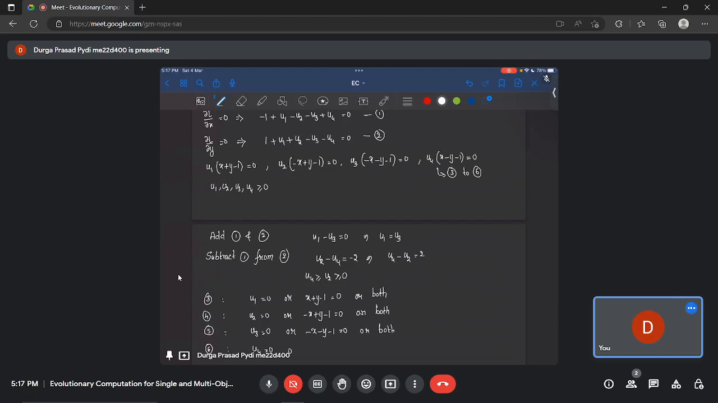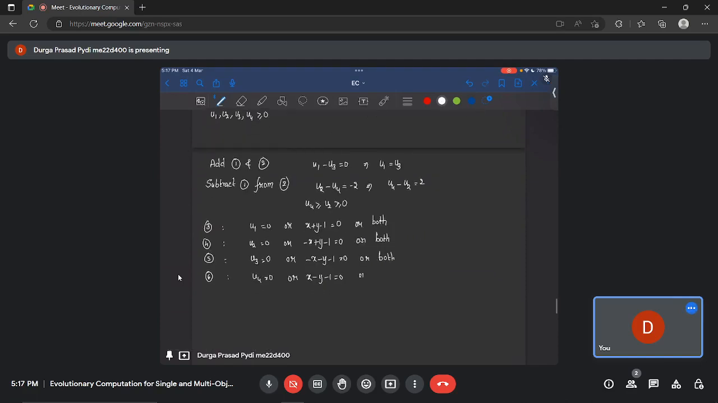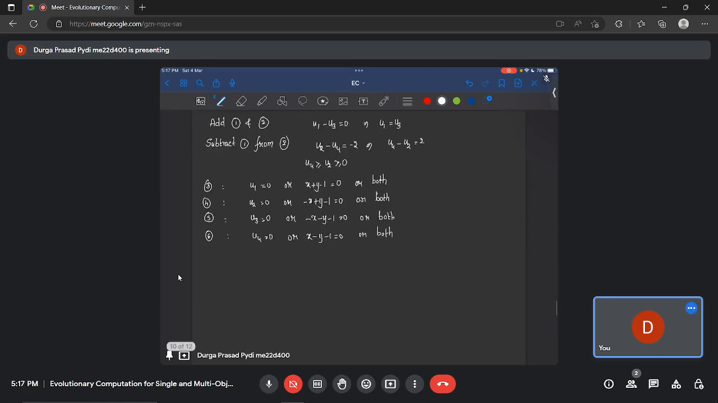u4 equal to 0 or x minus y minus 1 equal to 0, or both. Now let's just see the options over here. You essentially have the first constraint which says u1 equal to u3. So let us start with the case u1 equal to u3 equal to 0, and also we have another case which says, let's say u2 is equal to 0, which means u4 will be a value of 2.